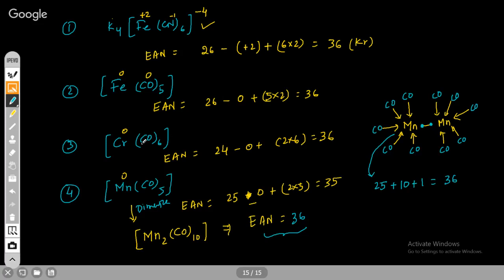where it is 10. 10 electrons because we have 5 ligands. No, 1, 2, 3, 4, 5. Each ligand donates how many? 2. So 5 into 2, 10. Yes? Sure, tell me.